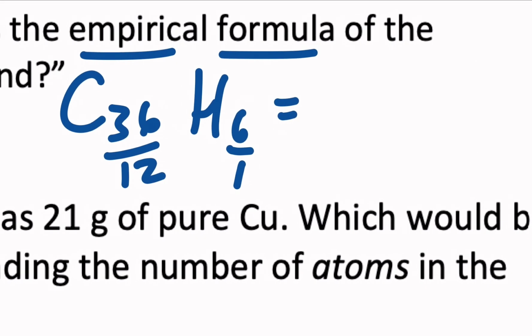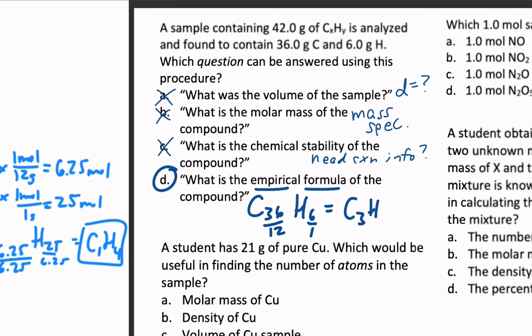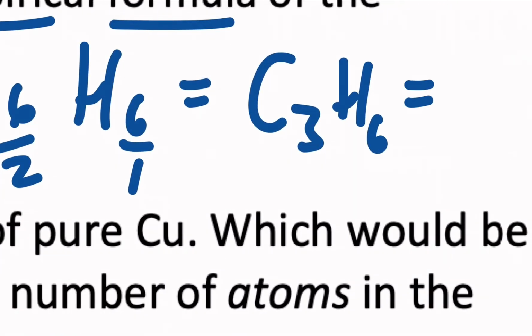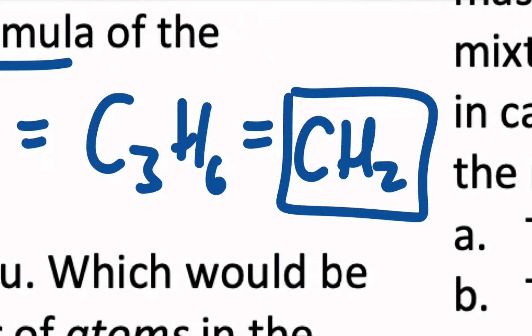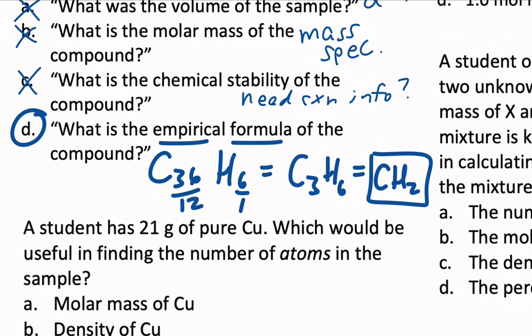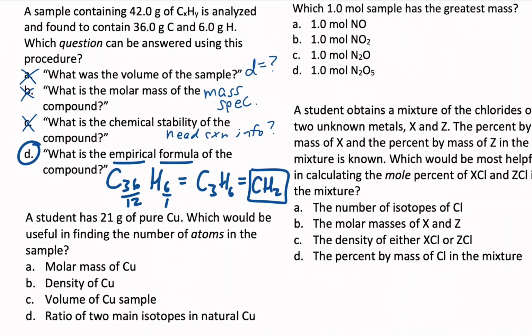So that turns into C3 H6. And then my lowest whole number ratio, that just means it's 1 to 2. And that's what an empirical formula is. We don't know what the molecular formula is because we don't know the molar mass. If we were given that, we could turn this and see how many multiples it is.